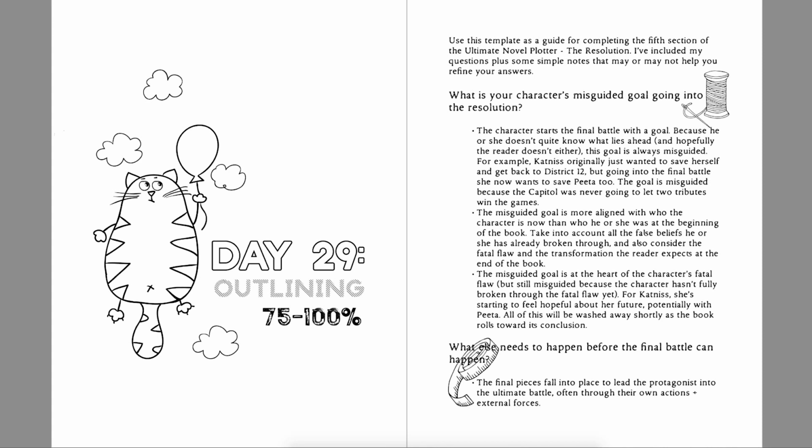So she has placed her trust in the game makers to some extent, when the game makers have never cared for her. They've never loved her. They've never had her best interests at heart. She's only been there for entertainment, basically. So this goal is very misguided. The Capitol was never going to let these two tributes win the games. All right, so that's a very important beat.